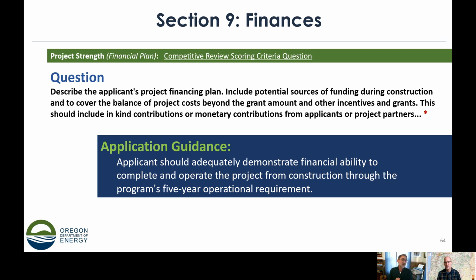And with that, we're going to jump into our final key application question slide for Section 9 finances, and that is: describe the applicant's project financing plan. Include potential sources of funding during construction and to cover the balance of project costs beyond the grant amount and other incentives and grants. This should include in-kind contributions or monetary contributions from applicants or project partners. What we're essentially looking for here is that the applicant should be able to adequately demonstrate financial ability to complete and operate the project from construction through the 5-year operational requirement.